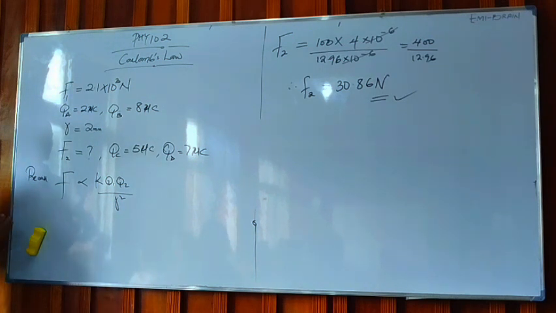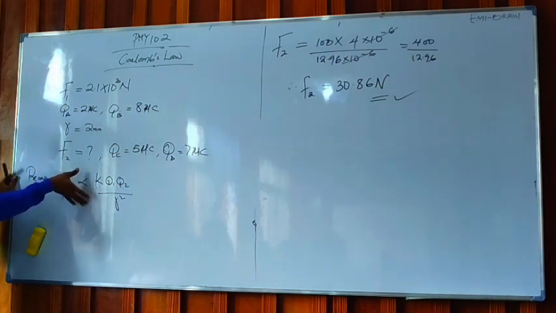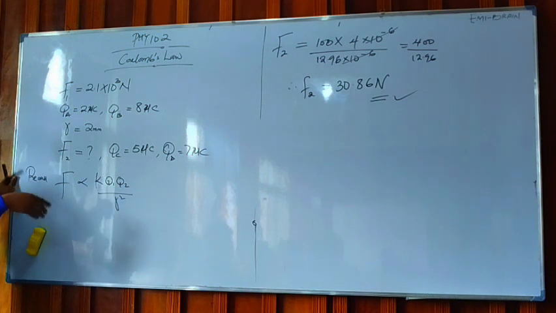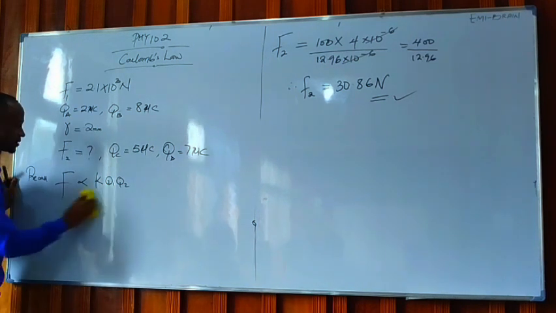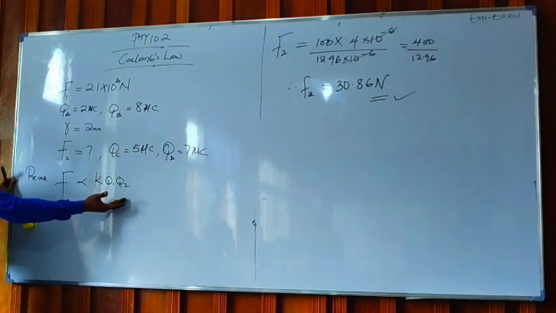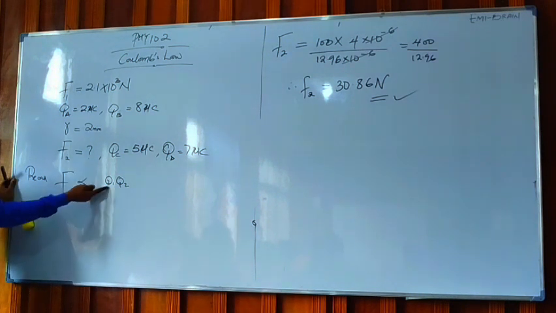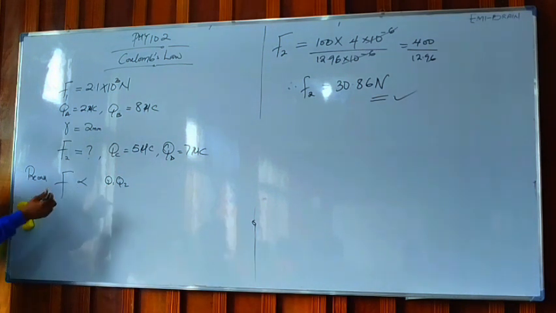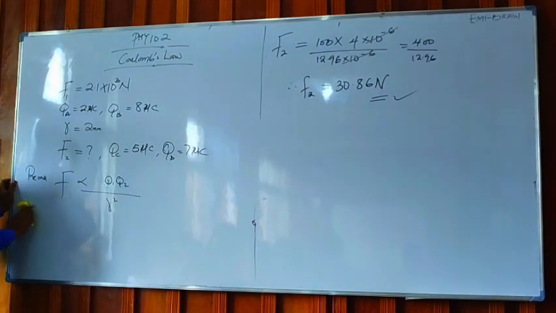Now let me tell you something. I must not use this general law to solve. We are already told that both of them have the same distance, and they are kept in the same medium. So I can as well use the second law of Coulomb's law to solve, the law that says F is proportional to K Q1 Q2. Since we are told that they have the same distance, just remove the distance from the formula. Is it making sense now?